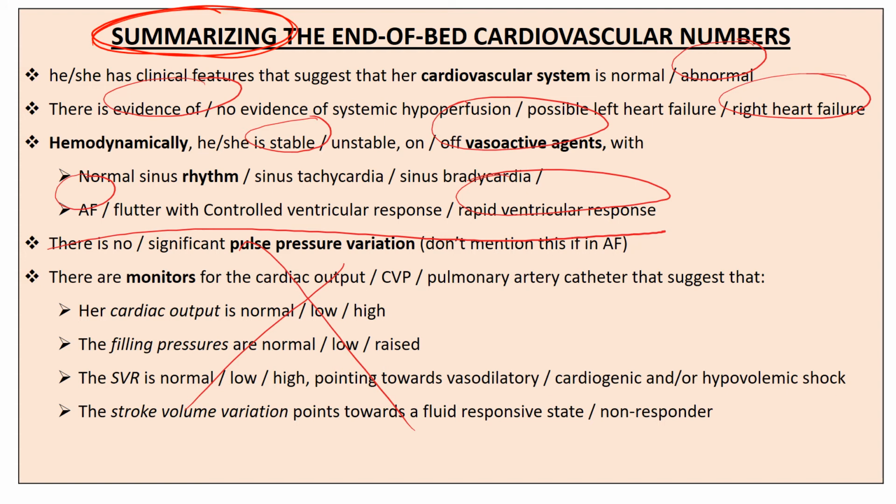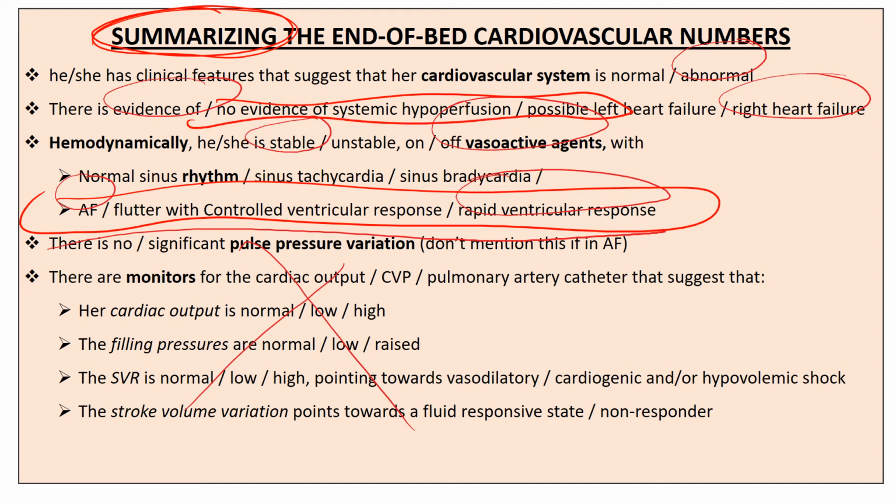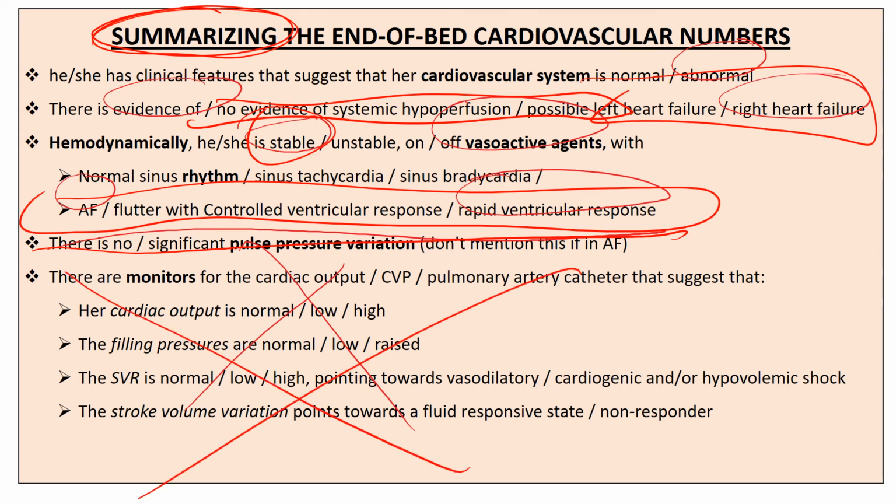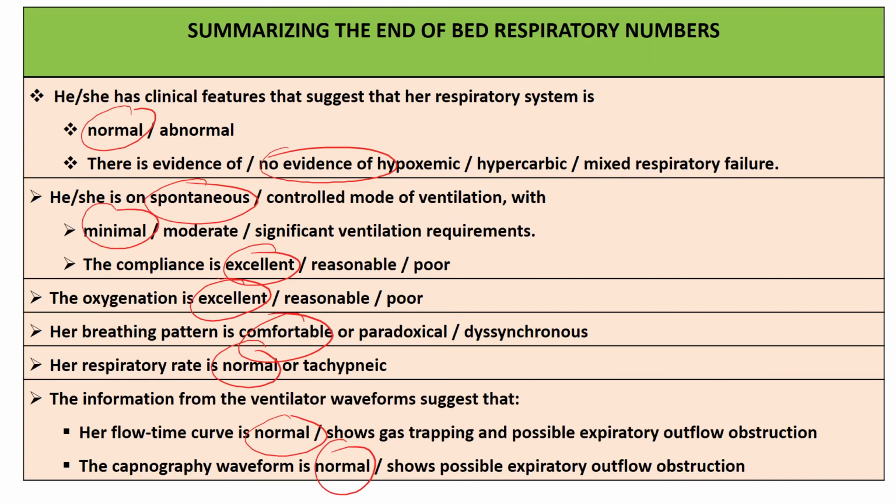Okay. It looks from here that she seems to be stable from a cardiovascular system, except for the heart rhythm of atrial fibrillation with a rapid ventricular response. There does not seem to be any evidence of systemic hypoperfusion or shock. She's otherwise stable. There doesn't seem to be any evidence of right heart failure or anything. There is pulse pressure variation because of the AF, and there are no other monitors. So overall, I'm happy with the cardiovascular system.